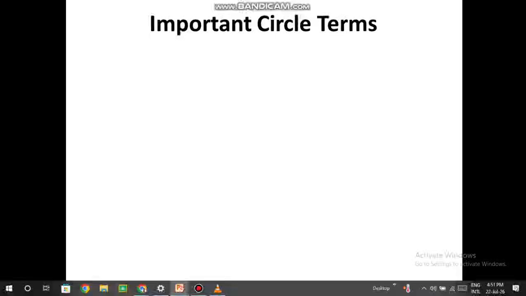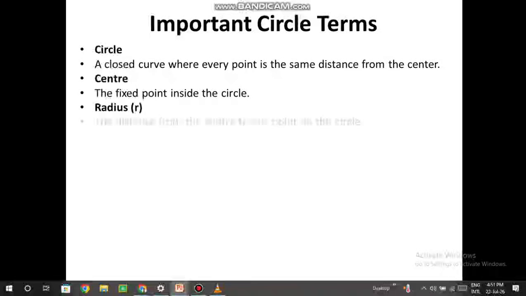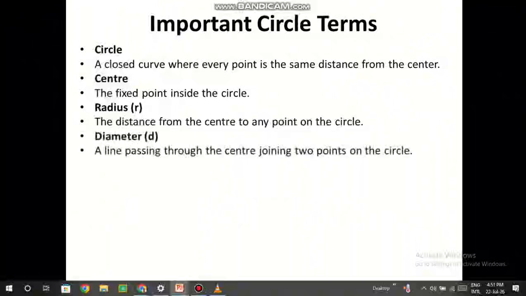So let's discuss a few of the circle terms. A circle is a closed curve where every point is the same distance from the center. What is the center? The fixed point inside the circle. Radius, the distance from the center to any point on the circle. Now what is diameter? A line passing through the center joining two points on the circle. So the relationship between diameter and radius: diameter is double the radius, and radius is equal to half of diameter.